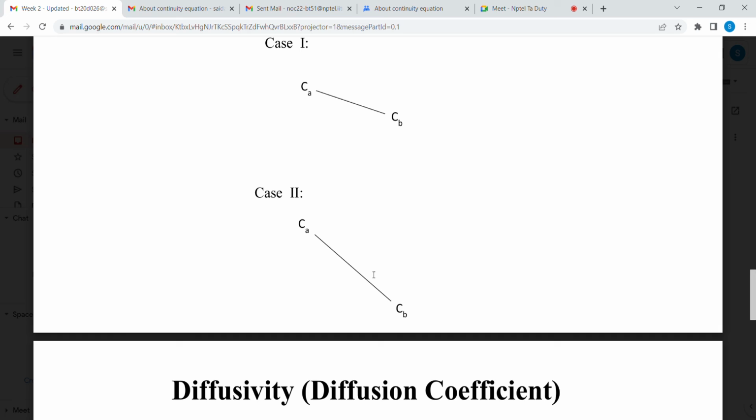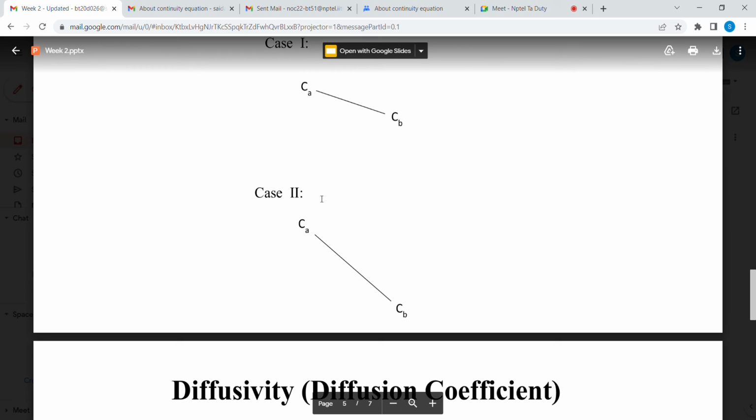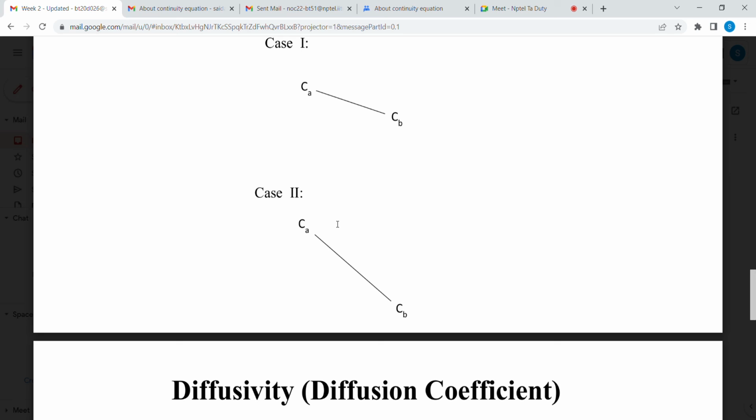Now, what is the difference between this active and passive diffusion? So as I said initially, this concentration gradient is dissipated because of thermodynamic considerations. It is thermodynamically favorable for this process to occur. I told you that in the initial discussion.